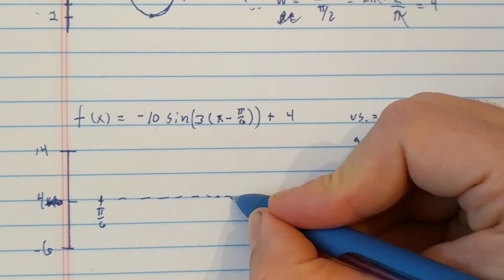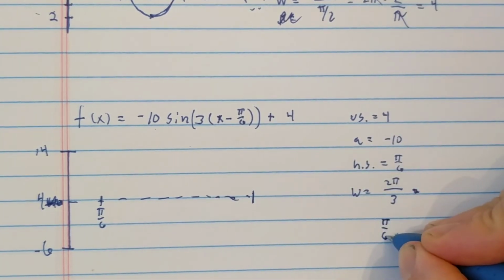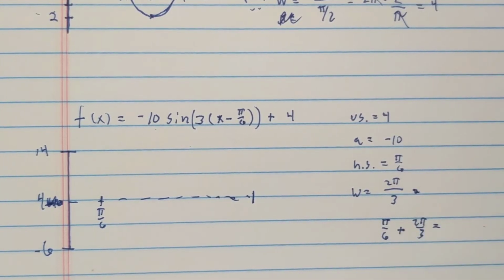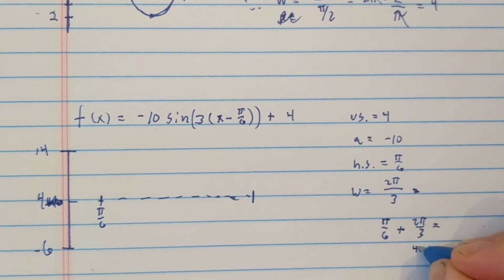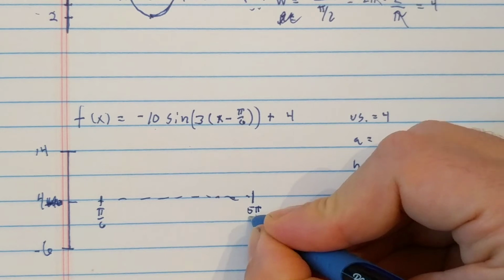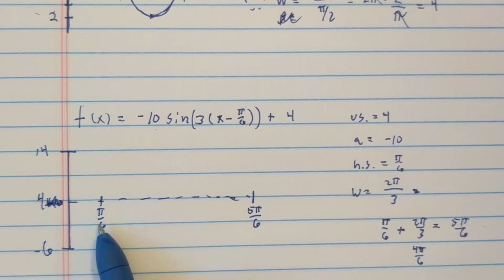So how do I figure out where this wavelength is actually going to end? Well, if I started at pi over 6 and I went forward 2 pi over 3, I'm going to end up by just adding the two of them. So if I add these two, this, by the way, is 4 pi over 6, giving me 5 pi over 6. Right? 1 pi over 6 plus 4 pi over 6 is 5 pi over 6. So this must be 5 pi over 6. Now that these are both in terms of pi over 6, this is 1, and this is 5 pi over 6s.